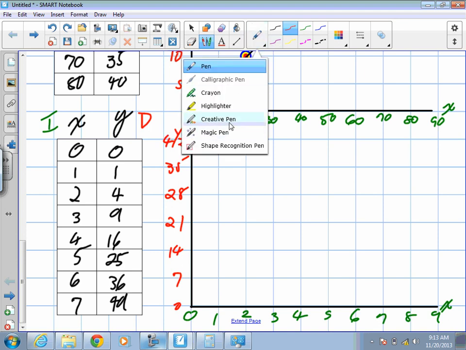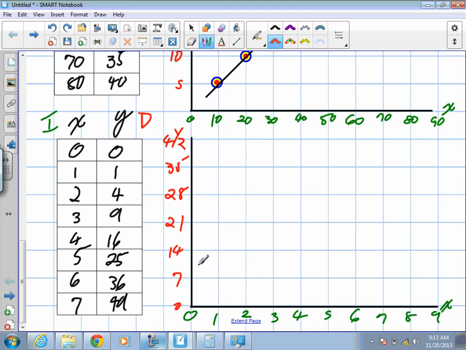Let's plot our points here. First one is 0 and 0. The next one is 1 and 1. I would maybe put that there. 2 and 4. Maybe about there. 3 and 9. 4 and 16. These are all roughly estimates. 5 and 25. 6 and 36. 7 and 49. That's not even on our chart here. I'll say it's maybe up here.